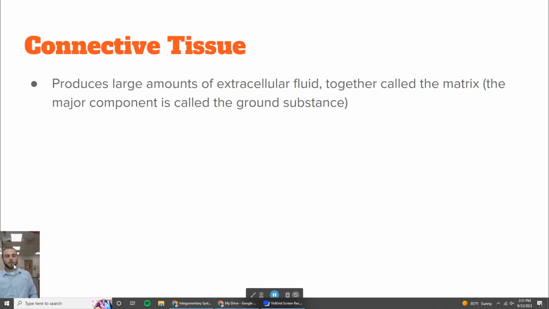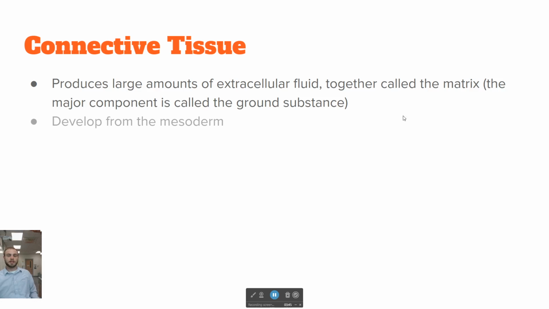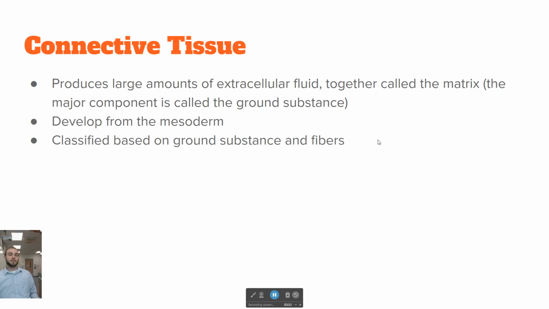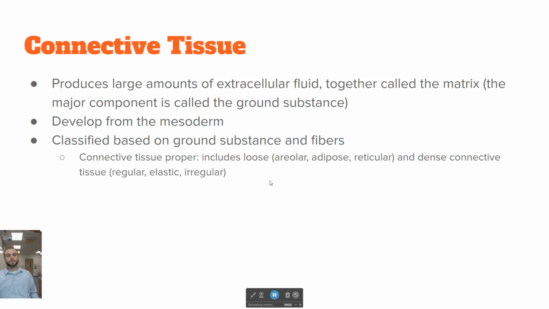Connective tissue, one of the other tissue types, is going to produce lots and lots of extracellular fluid. That extracellular material with the connective tissue is going to be called the matrix. We'll call the major component the ground substance. We'll see some of that here on the next slide. Connective tissue arises from the mesoderm, so that middle layer in the embryo, and there's lots of different types of connective tissue based on the ground substance and the fibers that they possess.